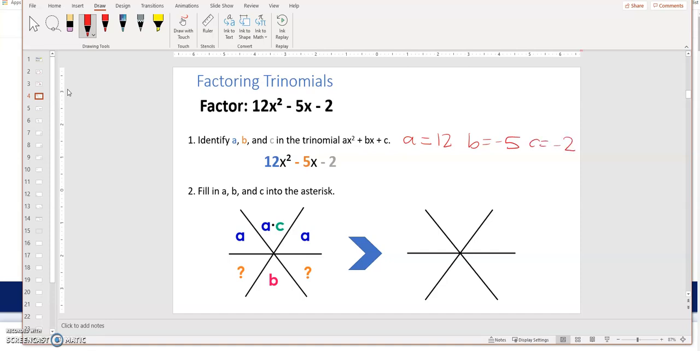So let's go ahead and fill in what we know. So we know this top left corner is going to be a, which is 12. This is also 12. The top middle is going to be a times c. So 12 times -2 would be -24. And b is going to be -5. Okay, so that's not it, but that's the first step to filling in.